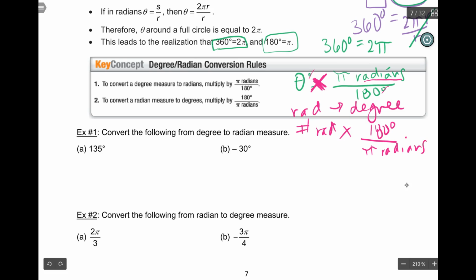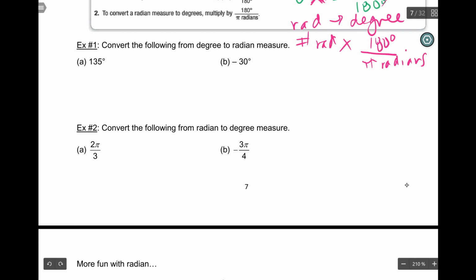So the reason we're using 180 and pi is because if 360 equals 2 pi, divide by 2 on both sides, we know 180 will equal pi. So we want to convert the following from degrees to radians. We have 135 degrees, multiply by pi radians divided by 180 degrees, and that is equal to 135 pi divided by 180.